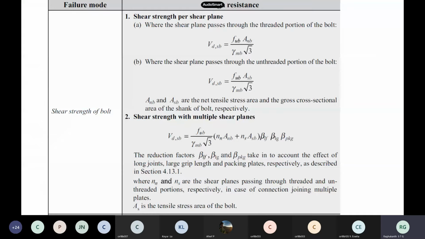So now to calculate the shear strength, okay, our code gives the formulas. This is a design formula given in our IS code. You can see it in chapter 10 of our IS code.